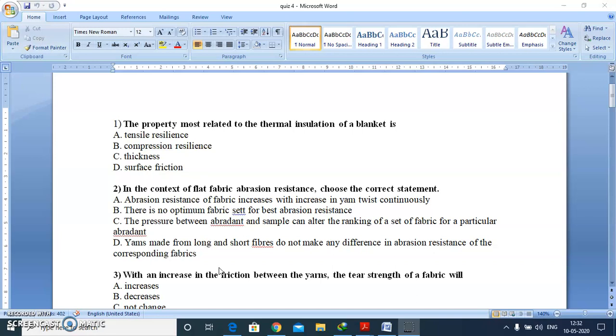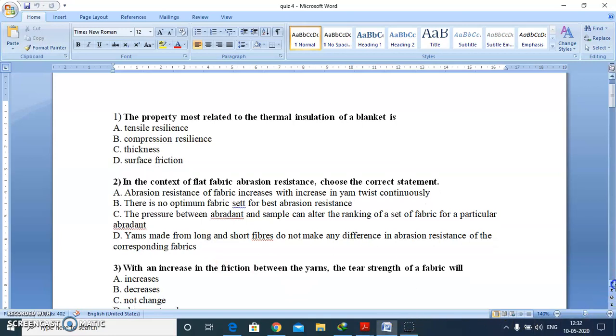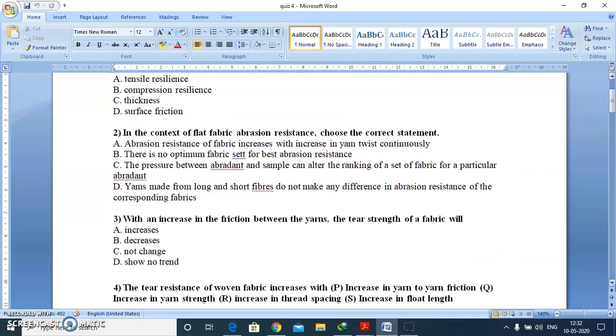In the context of flat fabric, abrasion resistance, choose the correct statement. Abrasion resistance of fabric increases with increase in yarn twist continuously. With increase in yarn twist, initially abrasion resistance increases, but after the optimum twist, it decreases with increase in yarn twist. So option A is incorrect. There is no optimum fabric set for best abrasion resistance. There is an optimum set. After that, if we increase the set, and that is EPI, PPI of the fabric, the abrasion resistance reduces. So this is also incorrect.